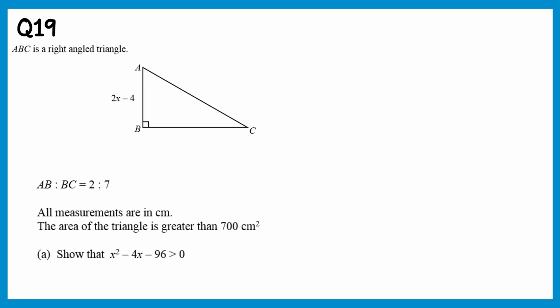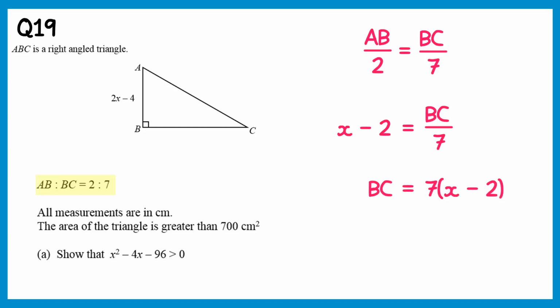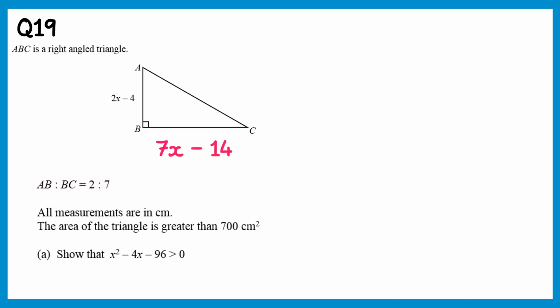In this question, we're told that AB to BC is the ratio 2 to 7. This means if you do AB over 2, that will equal BC over 7. Now we know AB, that's 2x minus 4, so we can write (2x minus 4) over 2, but we don't know BC, so that's BC over 7. On the left-hand side, we can half 2x minus 4, that's just x minus 2, and then if you times both sides by 7, you'll get BC equals 7 lots of x minus 2, which if you expand, gives you 7x minus 14. So we now know the length of the base of the triangle BC, that's 7x minus 14.